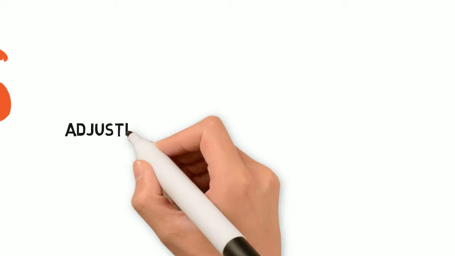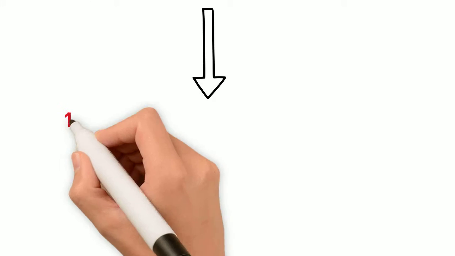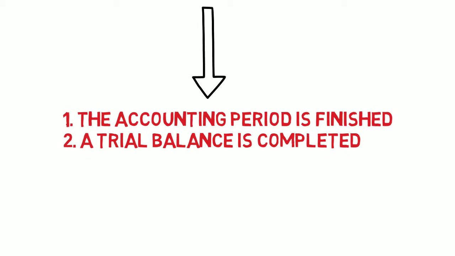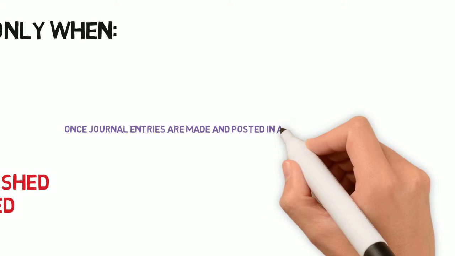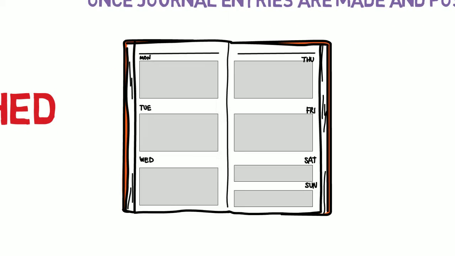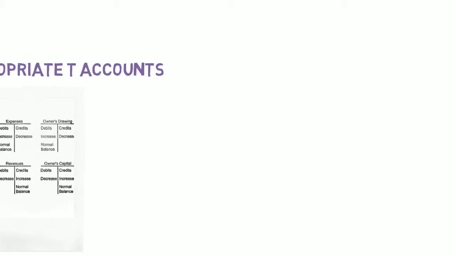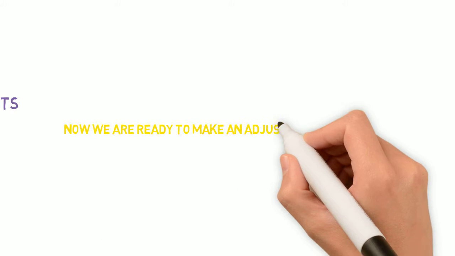Adjusting entries are made only when: number 1, the accounting period is finished; number 2, a trial balance is completed. Once journal entries are made and posted in appropriate T accounts, we are ready to make an adjusted trial balance.